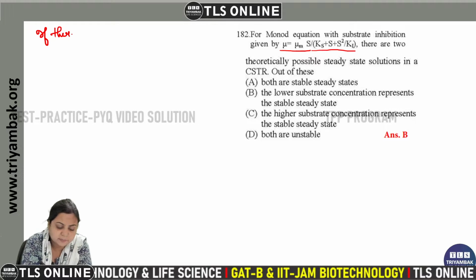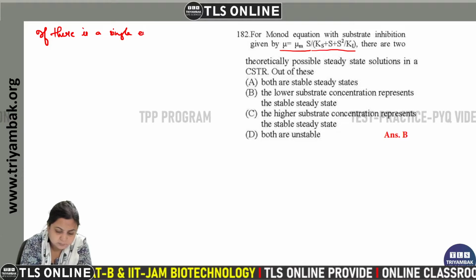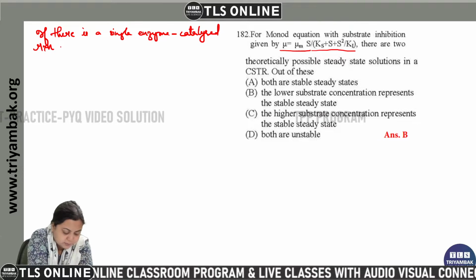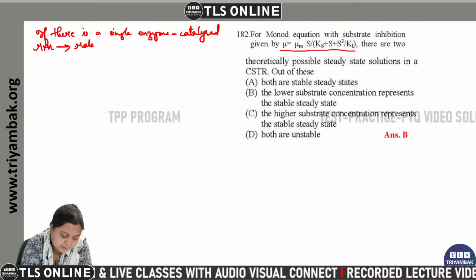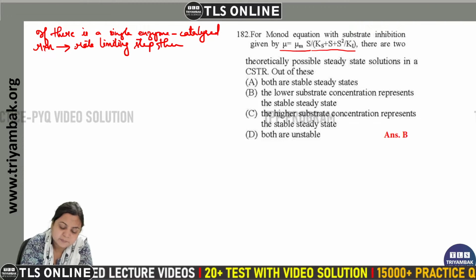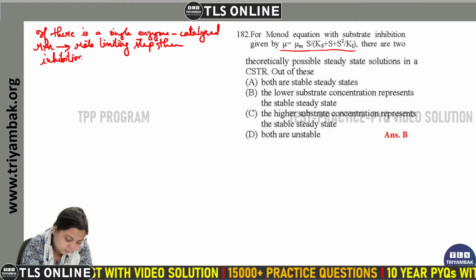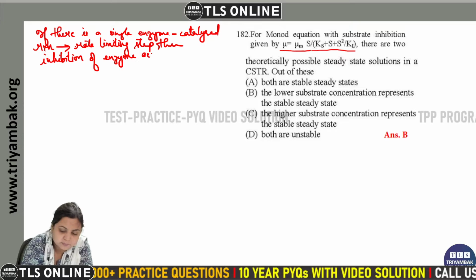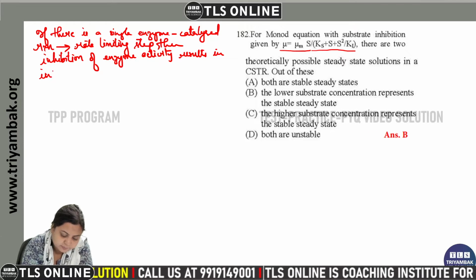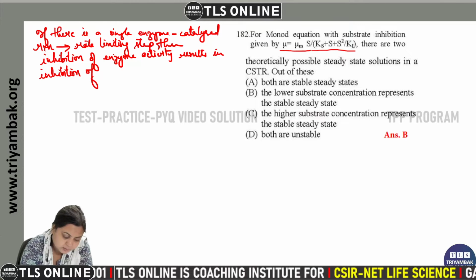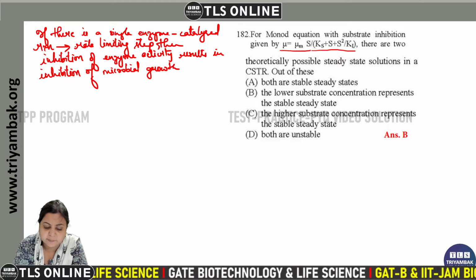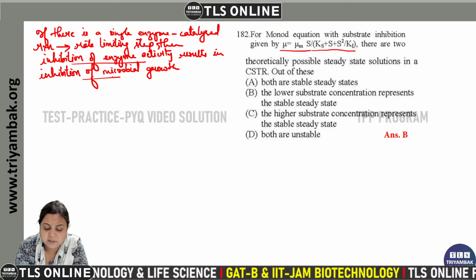So what happens is that if there is a single enzyme catalyzed reaction and this is the rate limiting step, then inhibition of enzyme activity results in inhibition of microbial growth.